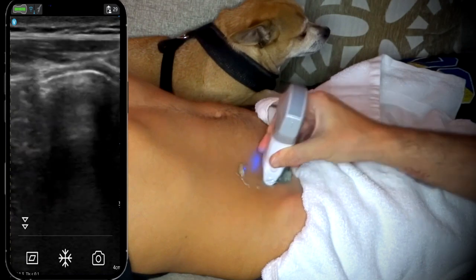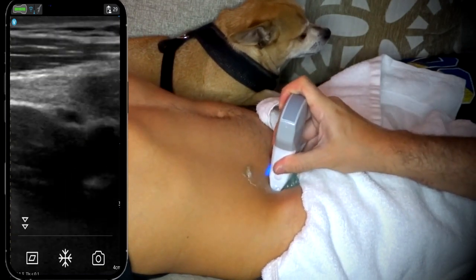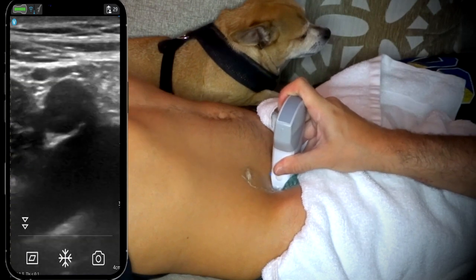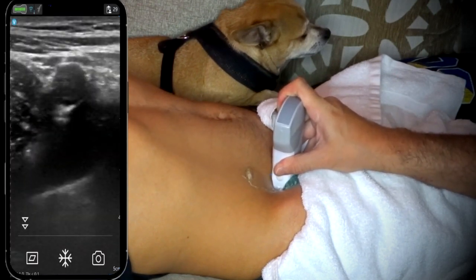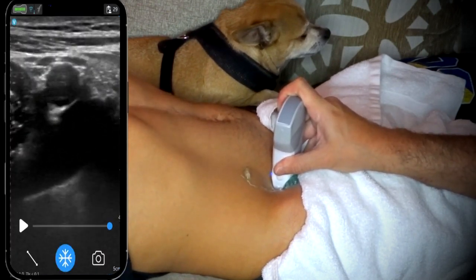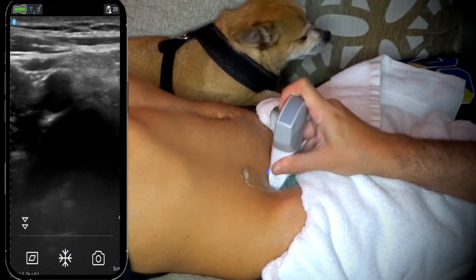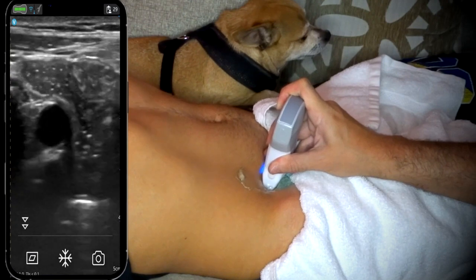Sorry. So I begin in the right lower quadrant, find the iliacs, which are right there. So iliacs and transverse. Take that picture. Oftentimes you'll see the appendix draped over the iliac artery right there. This is not one of those times.